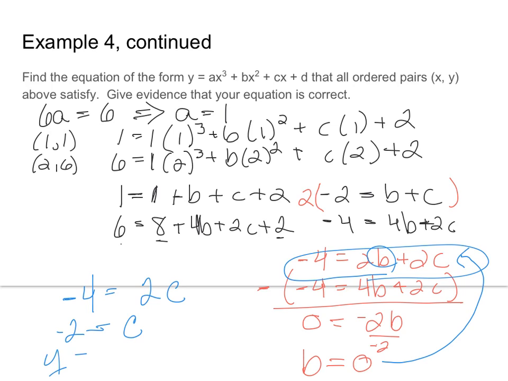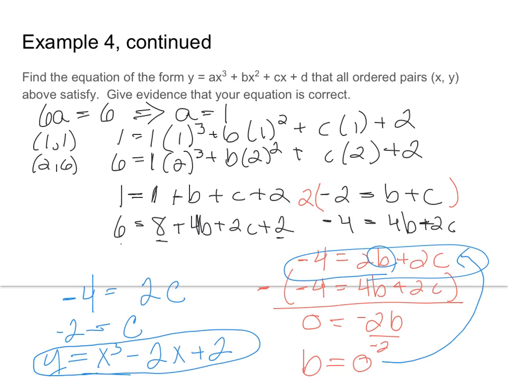This is what the goal is, and it took a long time, didn't it? y equals a is 1. b is 0, so I don't need to write it. So ax cubed plus bx squared, b is 0, plus c, which is negative 2, x to the first power plus d. This is our final answer.